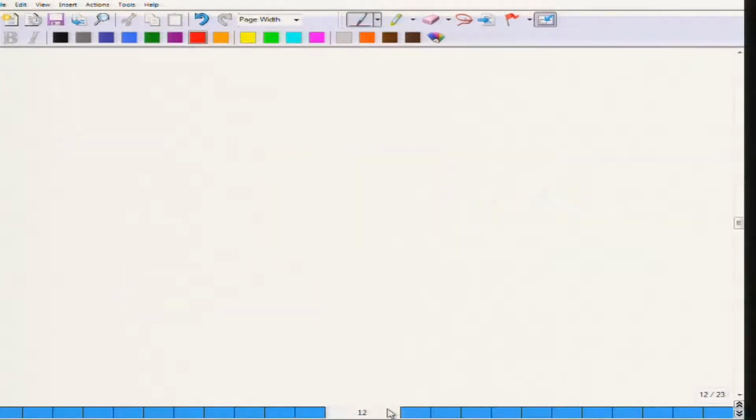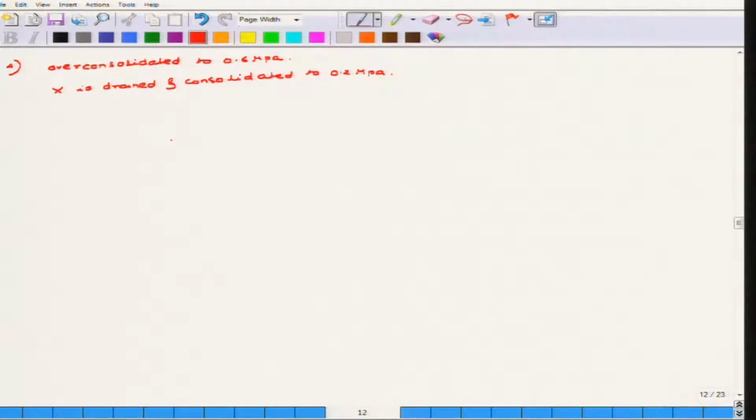Now for the fourth problem, it is said that both samples are over consolidated to 0.6 MPa. Now sample X is drained and consolidated to 0.2 MPa. Now drained and consolidated means it is a consolidated drained test.